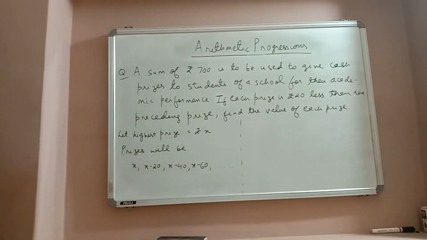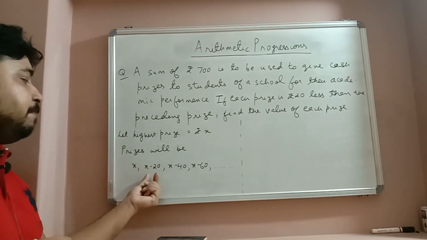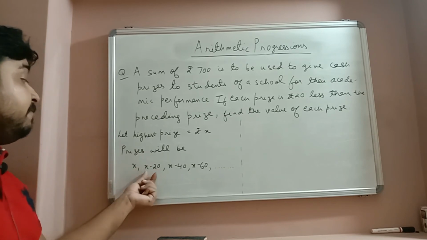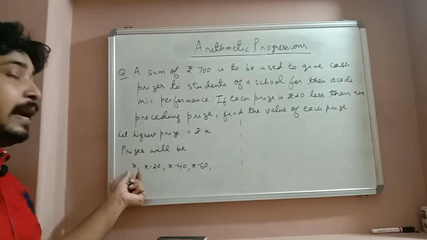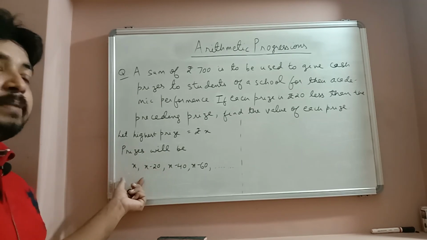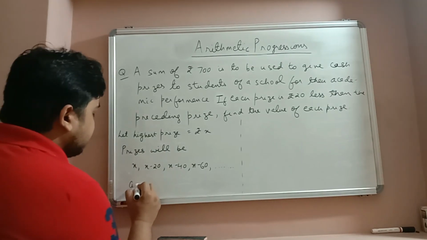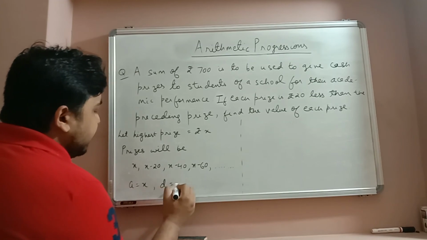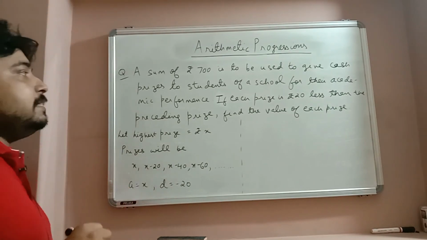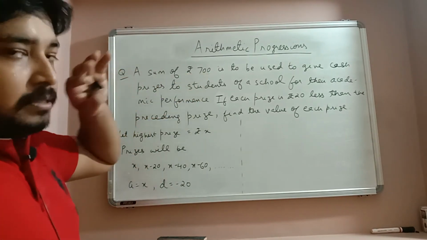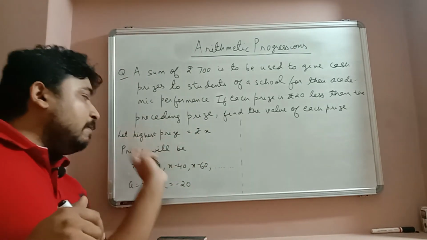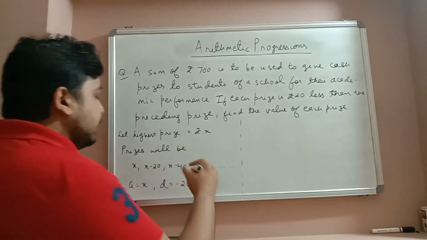It goes on. So this definitely forms an AP with a common difference of minus 20 and the first term as X. So here our a is X and our d is minus 20. Now the sum of all the prizes is 700, because 700 is the quantity which is to be distributed in all. So here Sn is equal to 700.